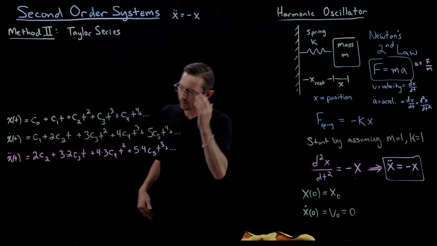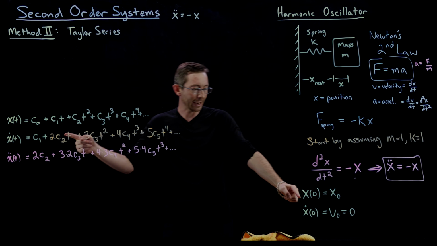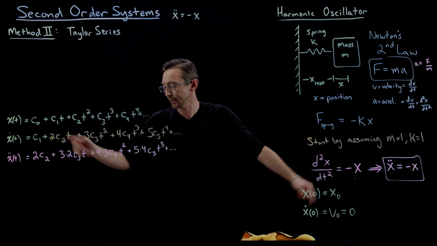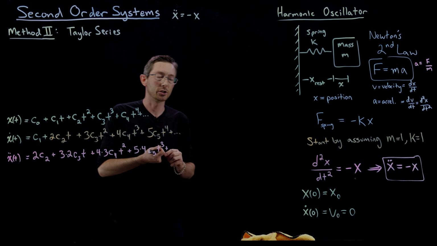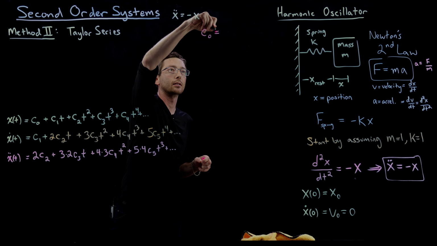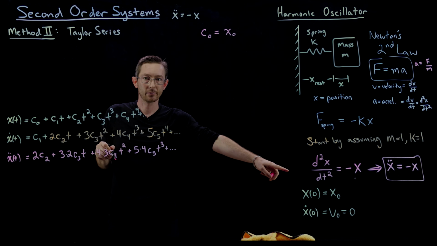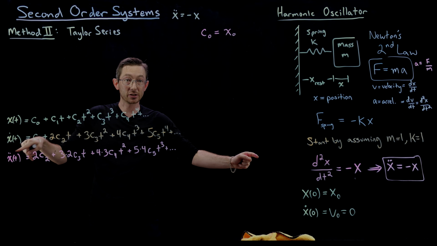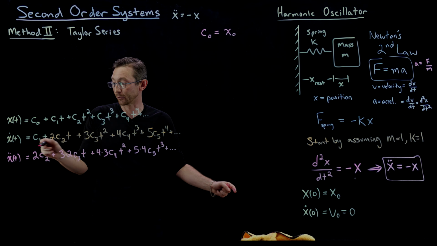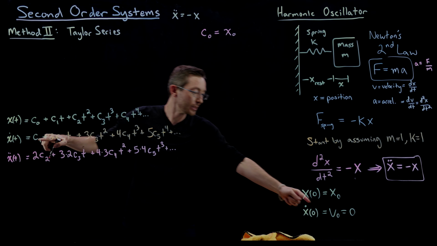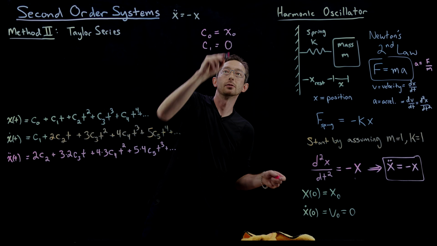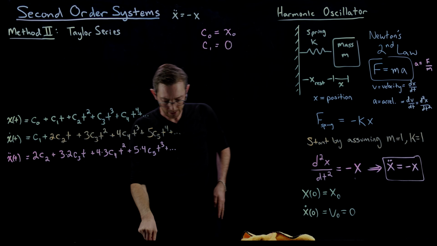And I'm going to use the fact, again, that x at time 0 is x0, and if I plug in t equals 0, all of this goes to 0 except for c0. So I have the relationship that c0 equals x0. And similarly, if I take my first derivative, x dot at time 0, all of these terms in orange go to 0, and I'm only left with c1. And so c1 is equal to my initial velocity, which we set equal to 0. Okay, so let's say this is equal to 0. Good.